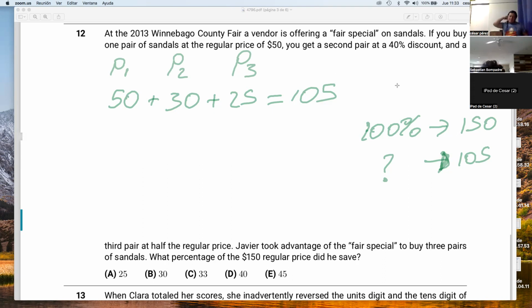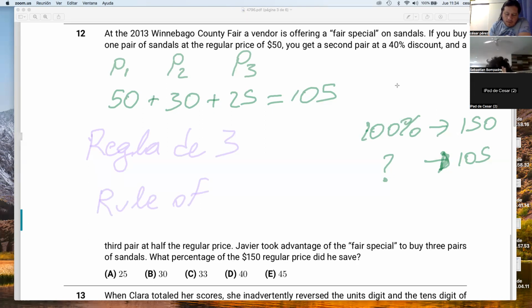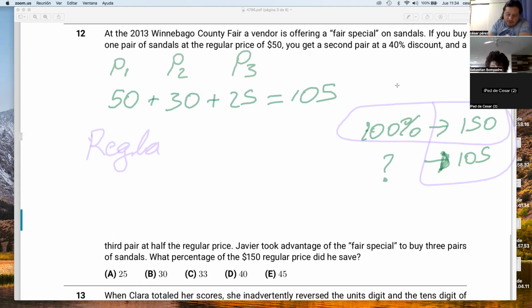You already have the answer? No. Okay. We are going to apply a rule of 3. We have 3 values and we need to find the other value, the 4th value. There is a way for solving this.